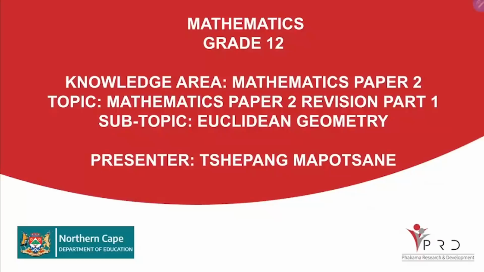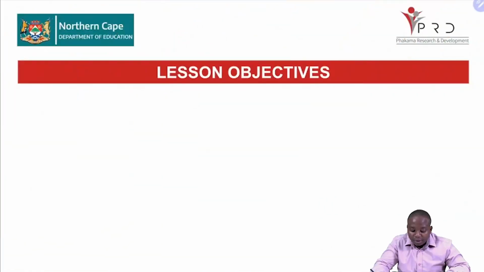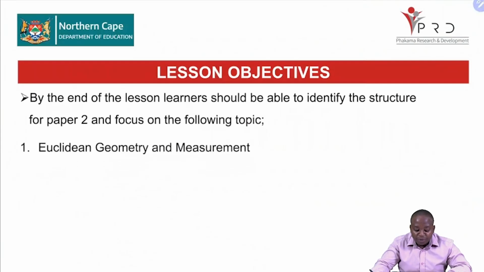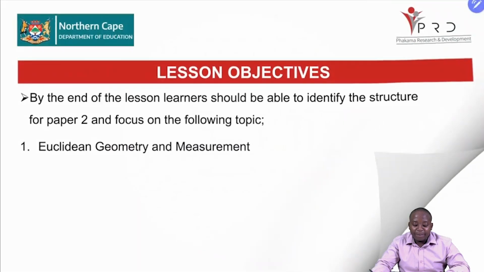Now, grade 12, in today's lesson, we are focusing on paper 2 revision, and this is going to be part 1 of the paper 2 revision, and we are going to focus on Euclidean geometry. By the end of this lesson, grade 12, you must be able to identify and know the structure of paper 2. And we are focusing on the following topic. We are focusing on Euclidean geometry and measurement.